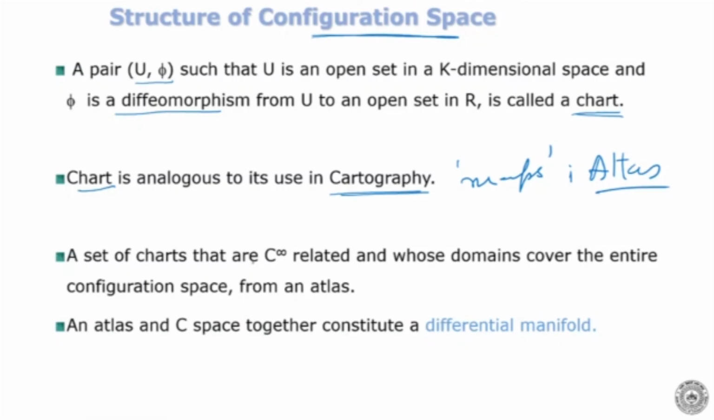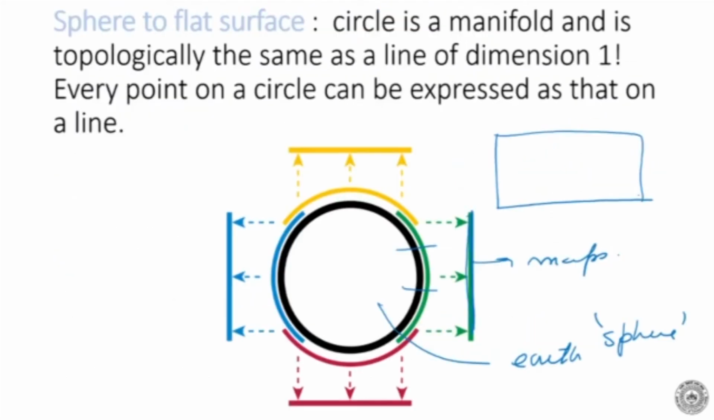Okay, and a set of charts that are C infinity related and whose domains cover the entire configuration space form an atlas. Okay, so an atlas and C space together constitute a differentiable manifold. Okay. Just to know that configuration space is a manifold because locally it is similar to Euclidean space, that you understand. Now, because it is local, we can make it represent the Cartesian space or Euclidean space. That is why you can represent the Earth in the form of maps. And if you put all these maps together, basically we formed an atlas. Okay, that is basically the definition of a chart. Each one is a chart, and putting them all together, you get an atlas.